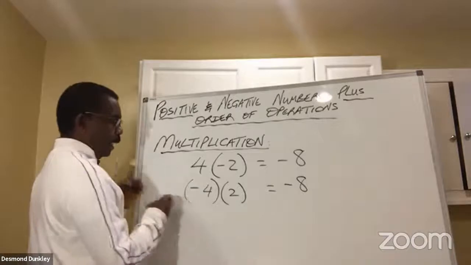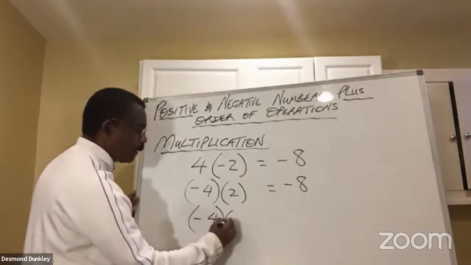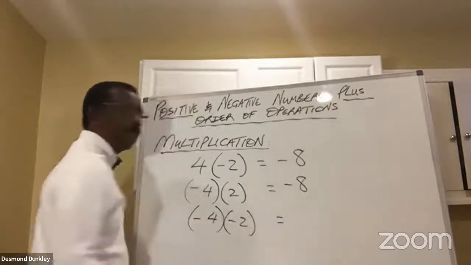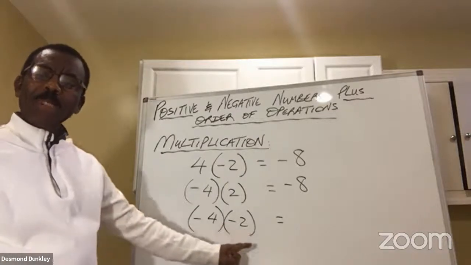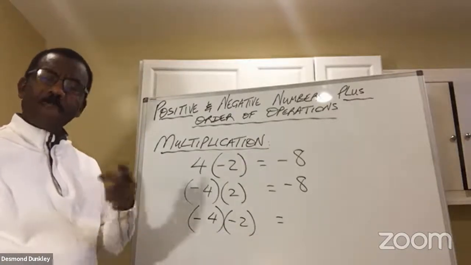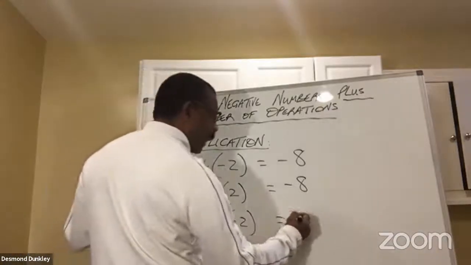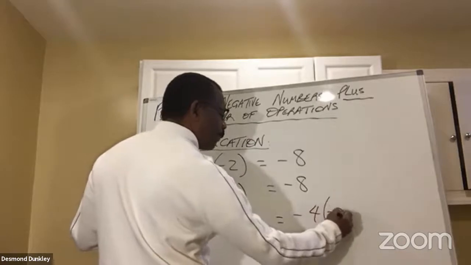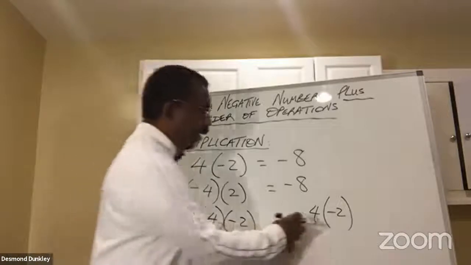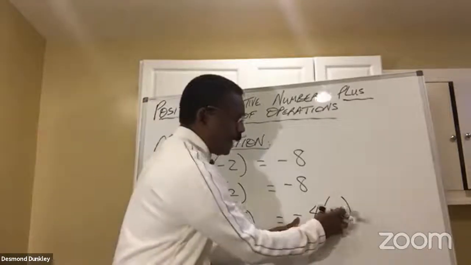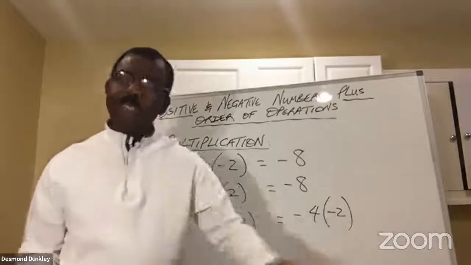Okay? And then finally, if we have negative 4 times negative 2, it now means that we are working with negatives and negatives. Okay? So there are different ways we could do it. We could say, since it is negative 4 times negative 2, it is the opposite of 4 times negative 2. Well, 4 times negative 2 is negative 8, and the opposite means that it is positive 8.